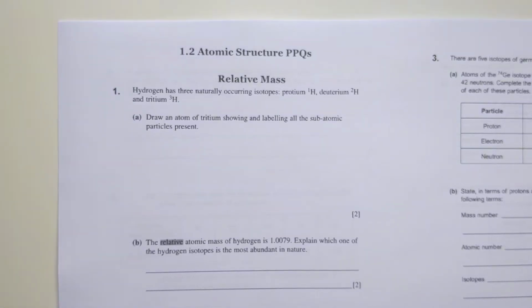So this set of past paper questions goes alongside the notes you're looking at for atomic structure. The questions are set into 3 sections. First one's on relative mass, so looking at calculating relative atomic mass, working out protons, neutrons, electrons, things like that. Second section is on mass spectrometry, and the third section is on electronic configuration.